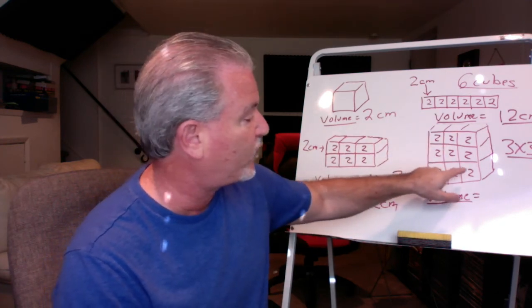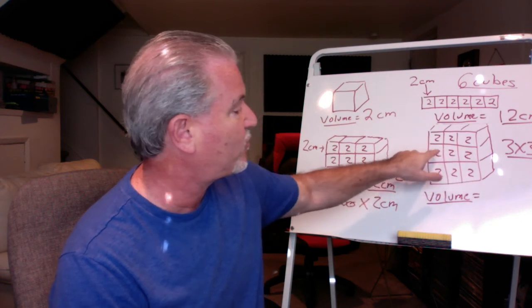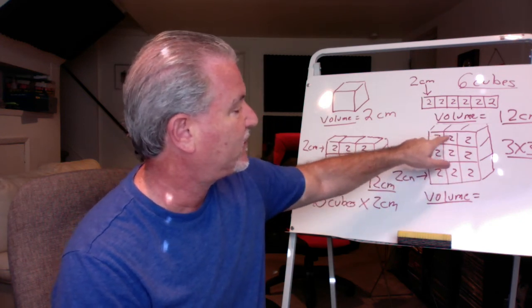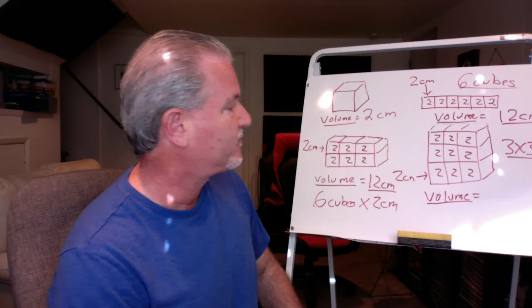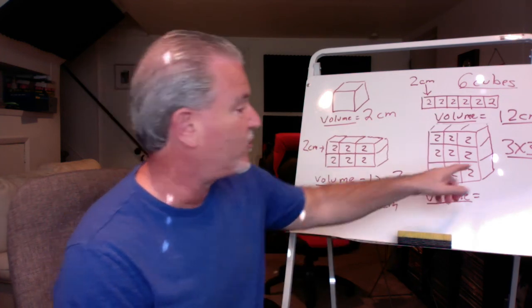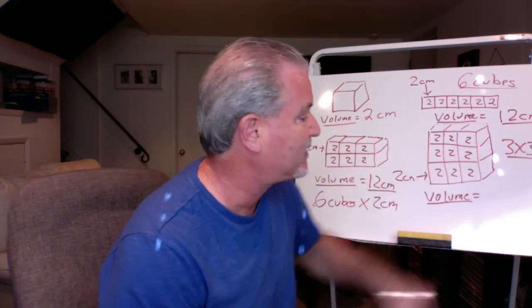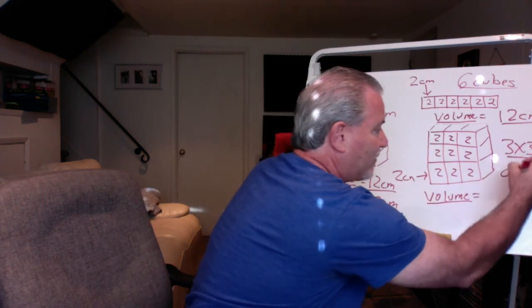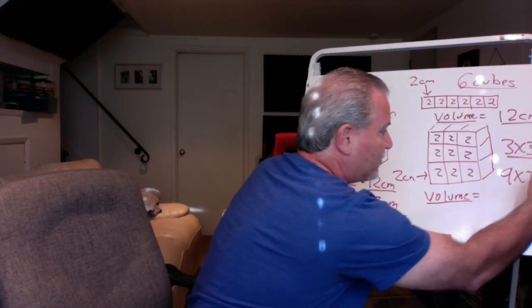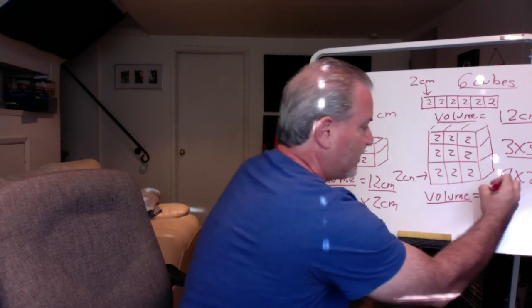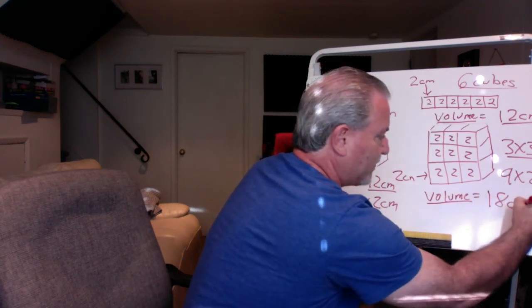It's still 2, 4, 6, 8, 10, 12, 14, 16, 18. Or another way to do it is 3 by 3 is 9, so 9 times 2 centimeters, because we know each one is 2, gives us our total of 18 centimeters.